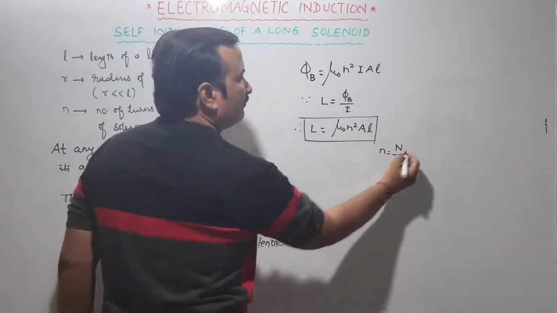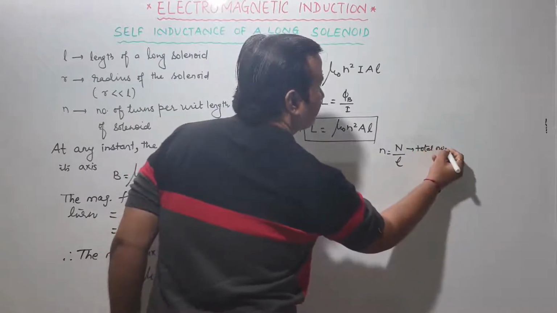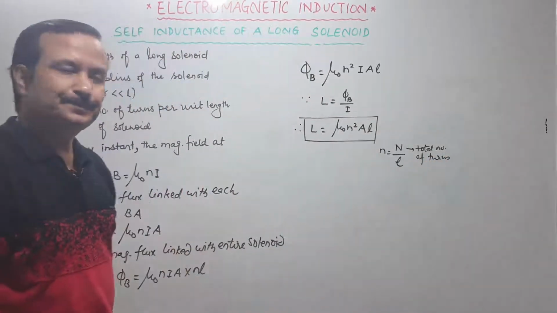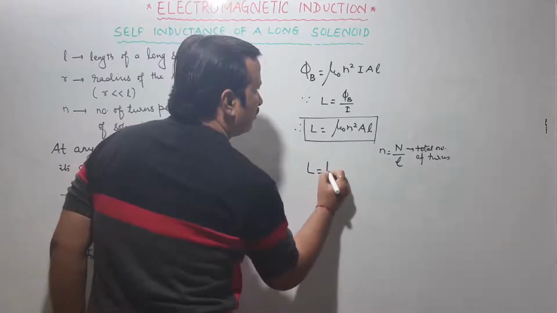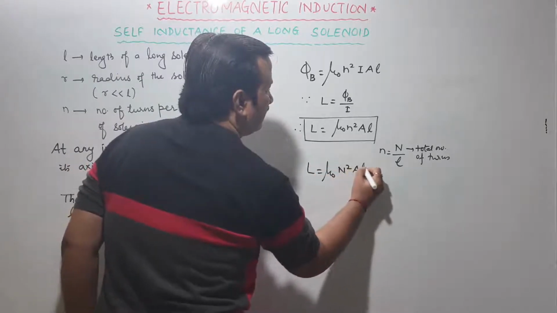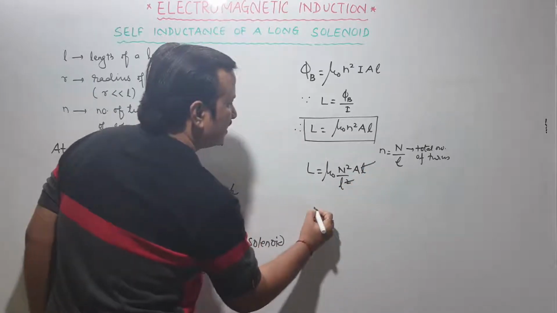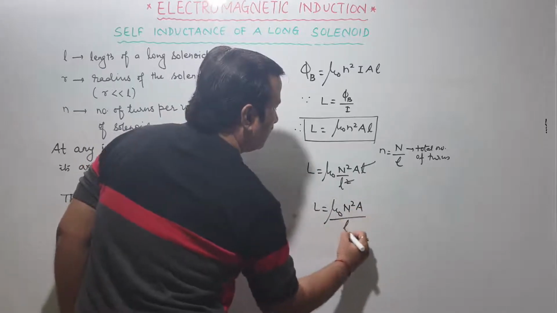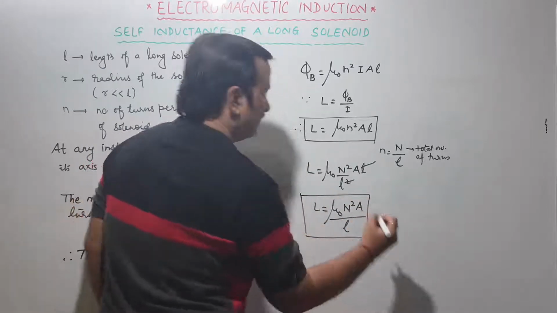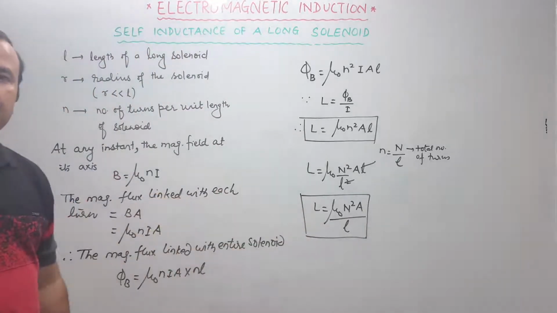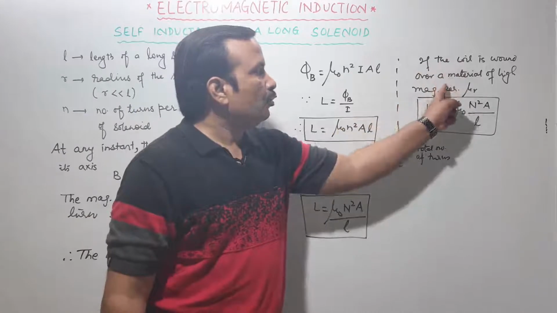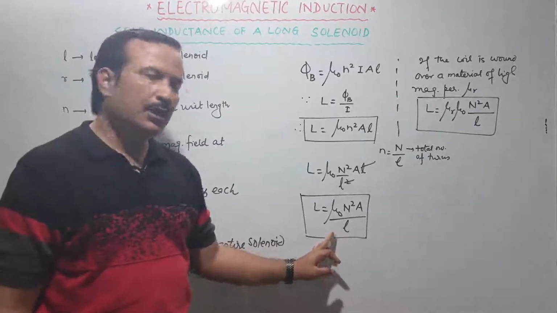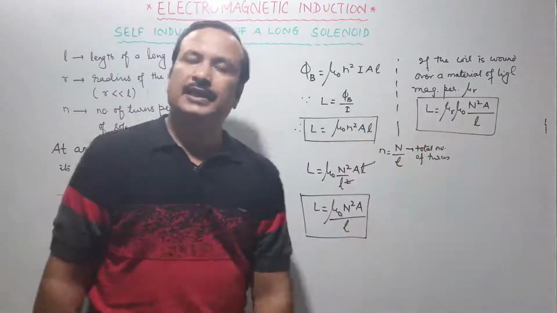If we substitute this value, if N is the total number of turns of the solenoid, what will we do? Substitute: L is equal to mu naught N square A L upon L square. This will cancel, so we are left with mu naught N square A upon L. This is the self-inductance of the solenoid. If the coil is wound over a material of high magnetic permeability mu r, we simply multiply by mu r and we get L is equal to mu r mu naught N square A by L.